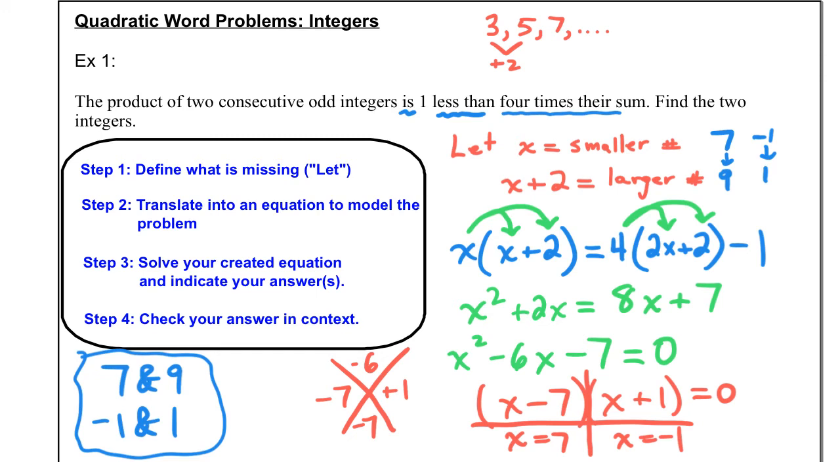Always do a quick check to make sure the problem didn't say something like, I noticed one of our answers is -1. Sometimes it might say "positive" somewhere mixed into that problem, in which case -1 and +1 would be rejected solutions. While they worked, they didn't satisfy a condition in the equation.